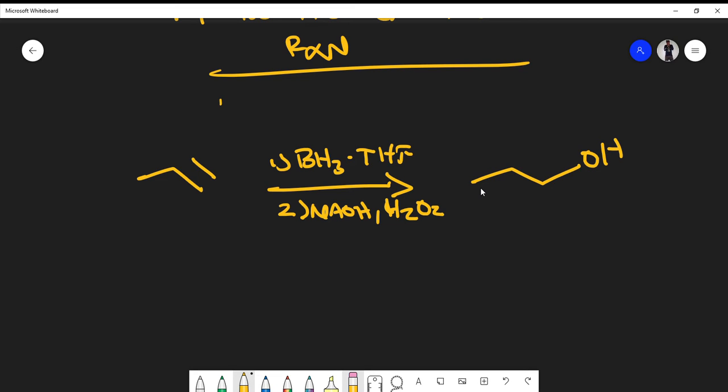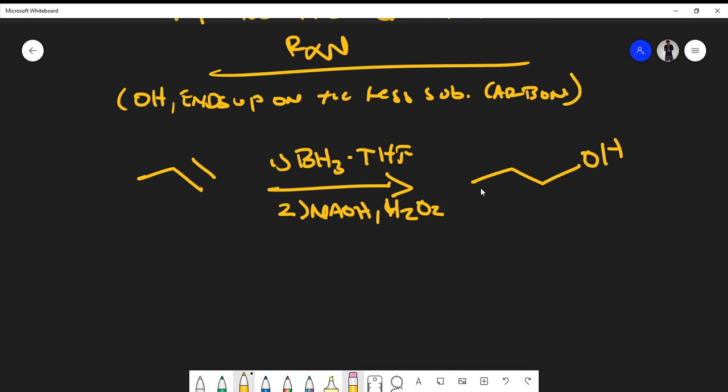Now the idea with hydroboration is that it is similar to the oxymercuration demercuration reaction in that we're really just adding water across a double bond, where the OH pretty much ends up on the less substituted carbon. So that is the only difference.